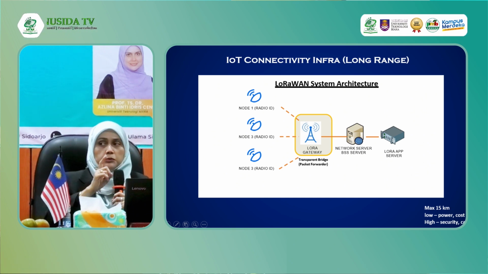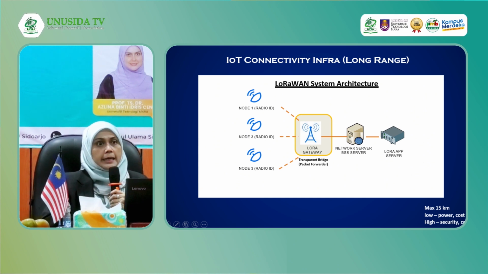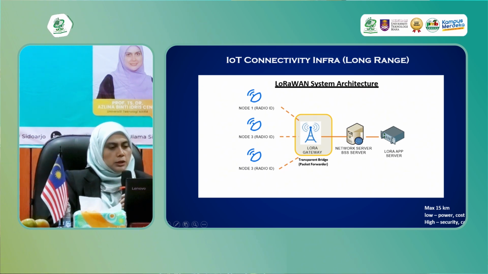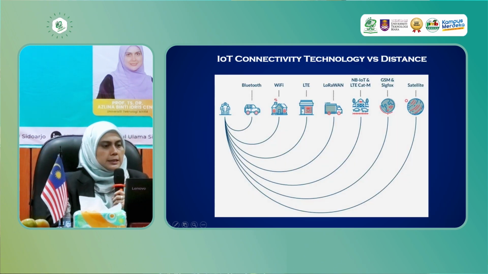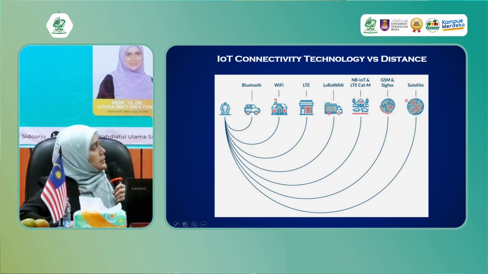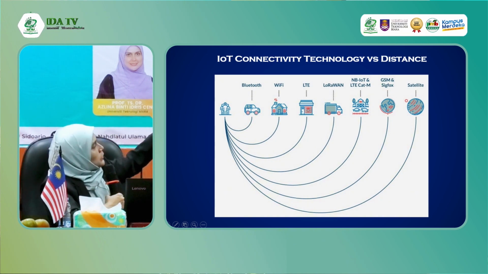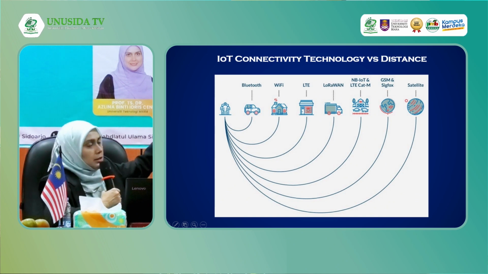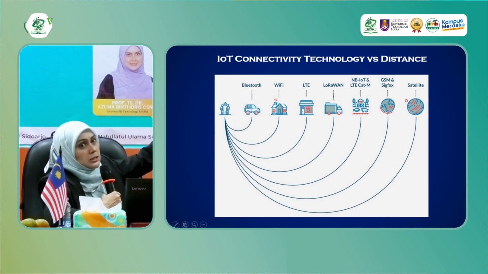So LoRa 1, if you want to use LoRa 1, the best microprocessor is Raspberry Pi. It can go for the maximum 15 km. So IoT connectivity technology versus distance. You can see that from here, the nearest center. Okay, so the shortest distance is Bluetooth and the longer distance is satellite.